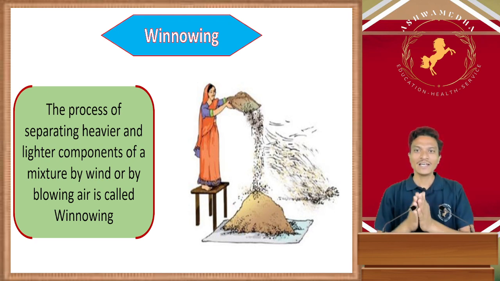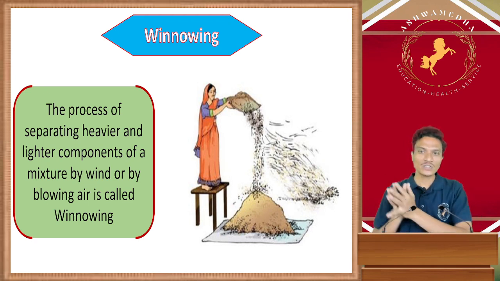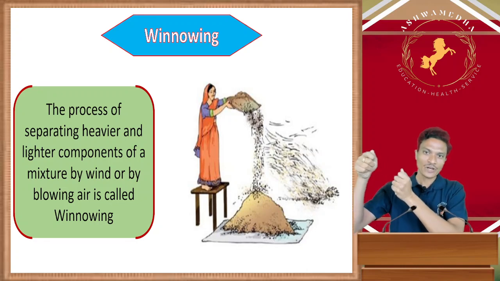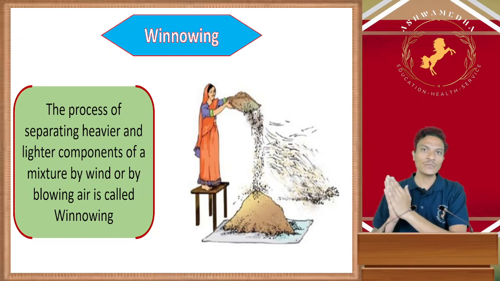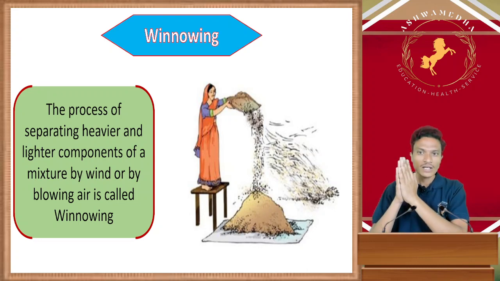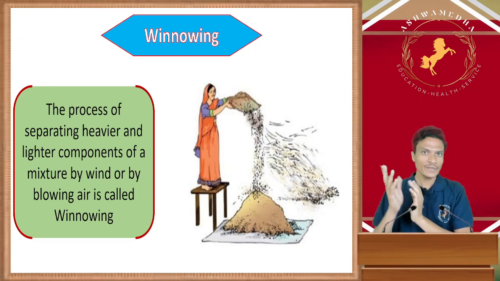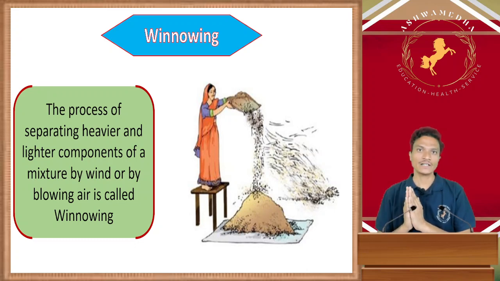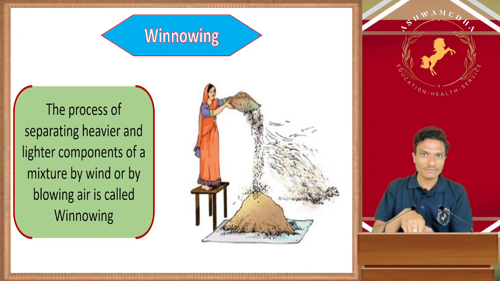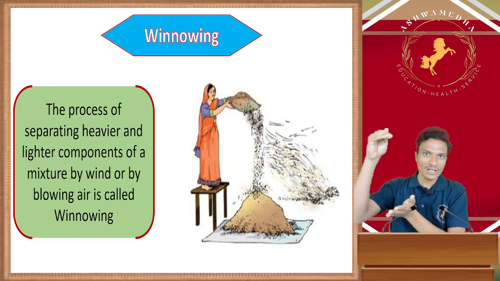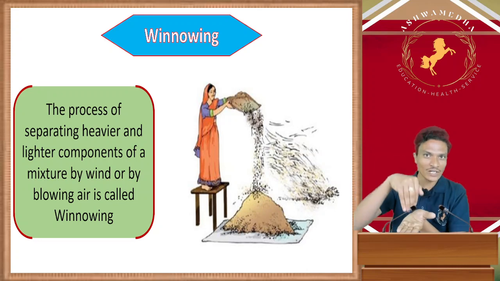In the same way, see in the picture, the woman is throwing the grains from a height. Those grains contain lighter impurities like husk or other dust particles. Heavier grain particles, paddy or wheat, jowar, everything will be heavier when compared to the dust materials. So those heavier grain particles will fall down directly to the ground. Immediately when she throws from the top, those particles will directly fall down to the ground.